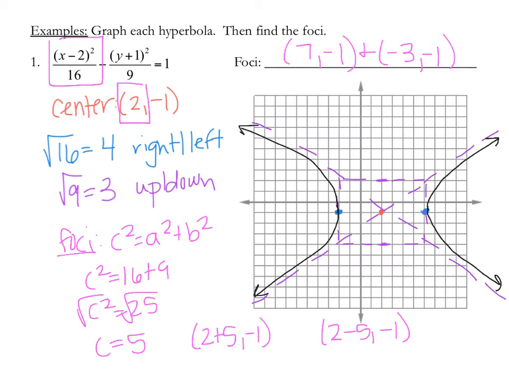And if I just quick sketch those right now, that's over 1, 2, 3, 4, 1, 2, 3, -3, down -1, and then over 1, 2, 3, 4, 5, 6, 7, down -1. Notice those are inside the hyperbola and outside of the rectangle.